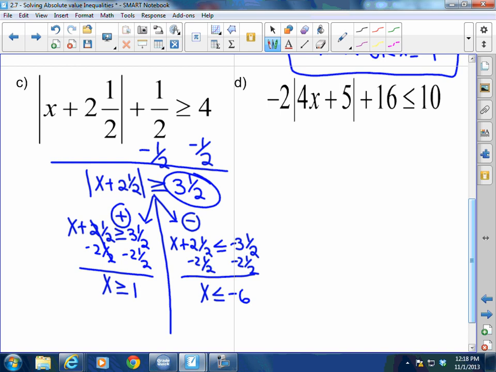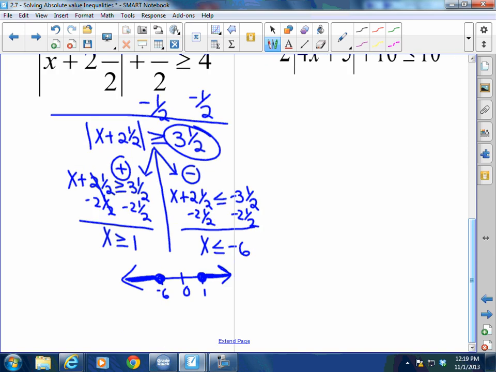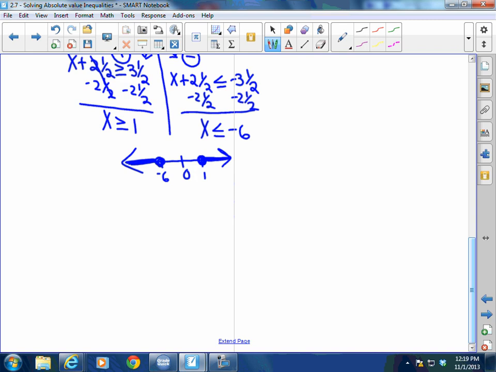And now I got to graph it and see what kind of an equation I have. Do I have an inequality? Do I have an and or an or? Here's 0, here's 1, here's negative 6. X is less than or equal to negative 6, and it's greater than or equal to 1. So is that an and or an or? That's an or, so I can leave them separated as answers. X is greater than or equal to 1, or x is less than or equal to negative 6.